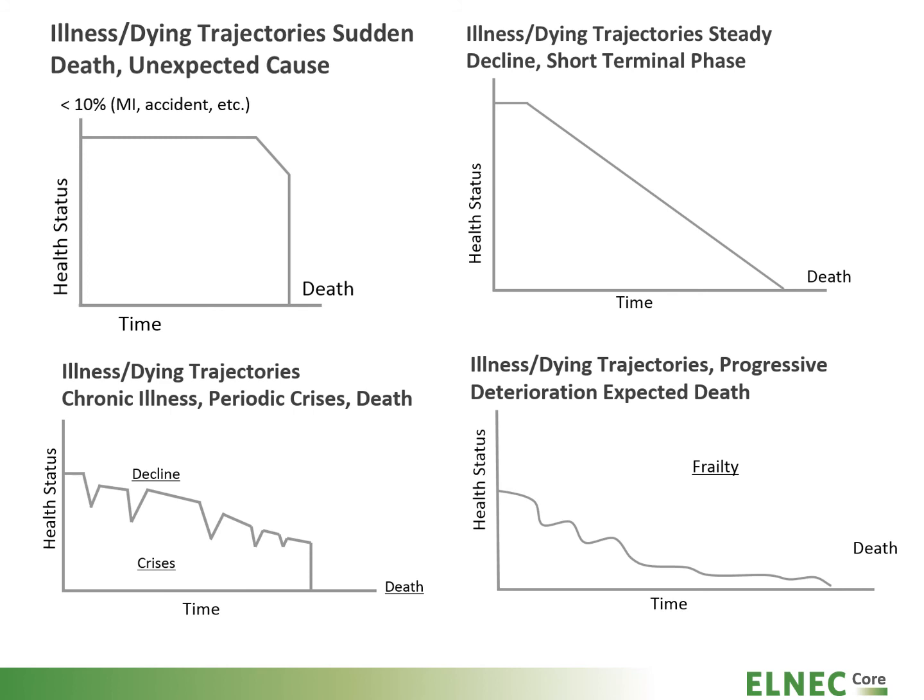So it's important to think about that family and who's providing care. Is this person being cared for at home by a child or a grandchild? How is that occurring? So those are the different trajectories with different disease states. So you've got your sudden and unexpected. You've got a steady decline with a short terminal phase. You've got chronic illness with those periodic crises. And then you've got that progressive deterioration with expected death.